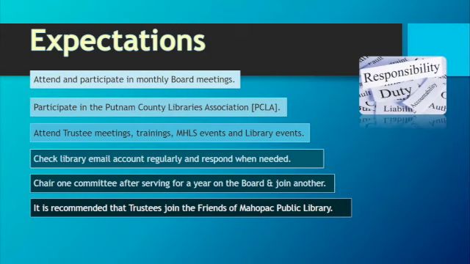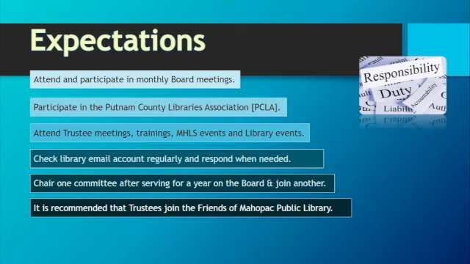Check library email accounts regularly and respond when needed. Board communication is primarily through email, and each board member is given a library email account to use for conducting board business. This account is the only one that should be used to conduct board business, in the event of a FOIL request. Emails should be checked regularly and promptly responded to as necessary.